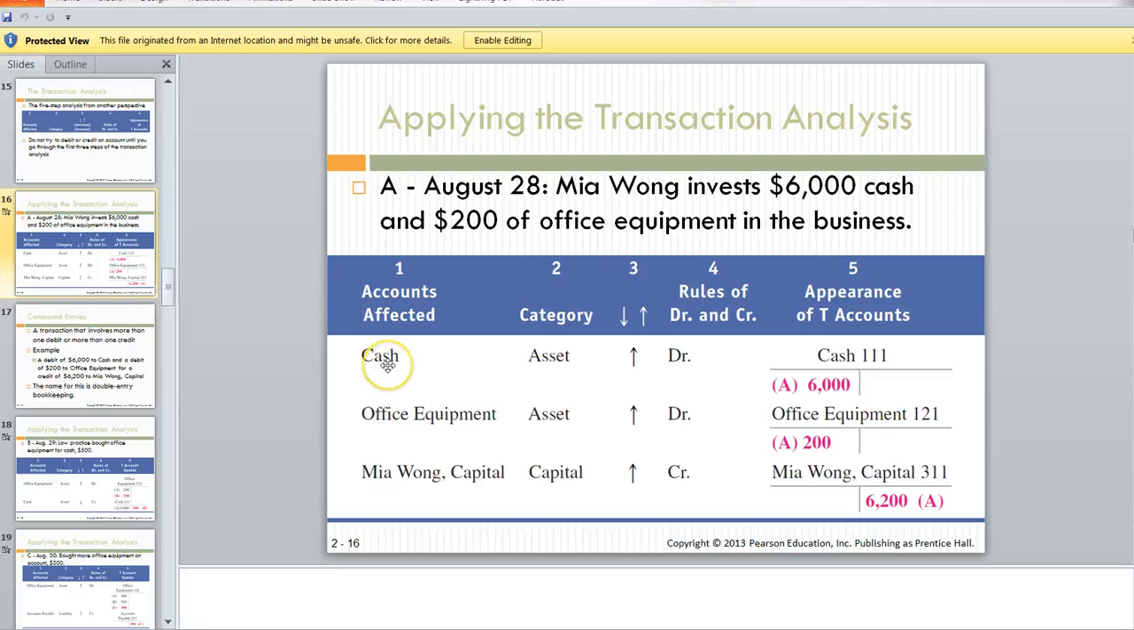Knowing your rules of debit and credit, the accounts here affected are cash, which is an asset. The rules are to debit the cash account for increases because it's an asset, as is office equipment, also an asset. The debit is made into the account in order to increase it, and the combined total of the debits is equal to the credit, which causes the capital account to go up. So here are your rules of debit and credit. Here are your entries: the debit to cash, the debit to office equipment, and the credit to capital.